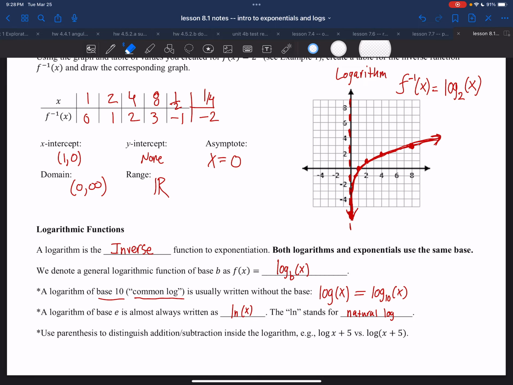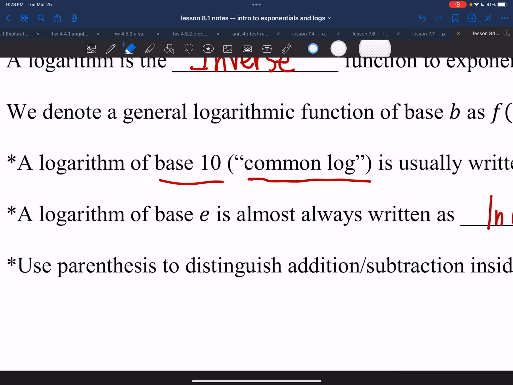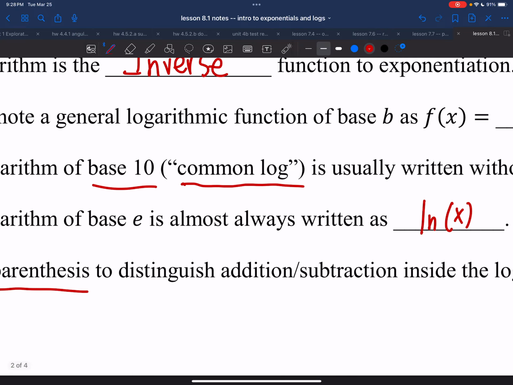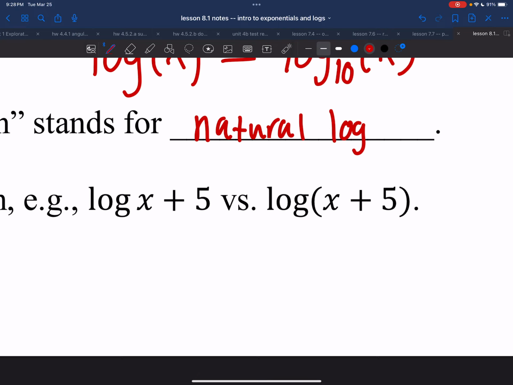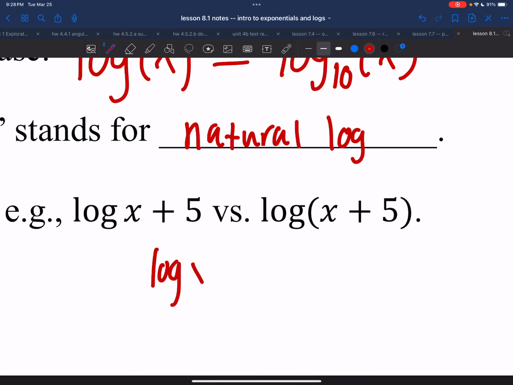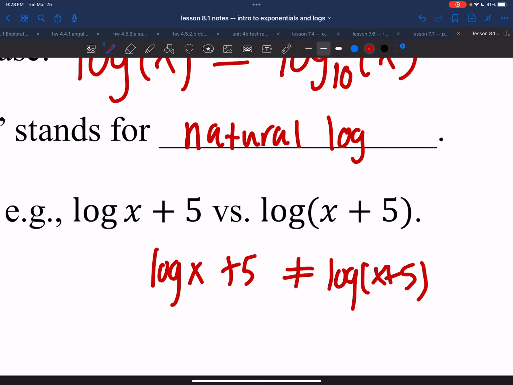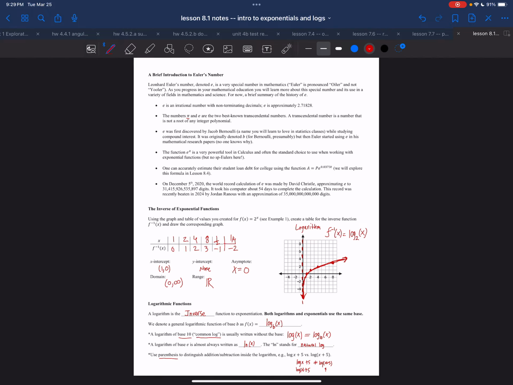All right. And then the last thing here, this is just a tiny notation thing. You use parentheses to distinguish addition and subtraction. So looking at this example, log of x plus 5 is not the same as log of (x plus 5). Okay, those are two different things. Log x plus 5 is like saying log of x and then add 5. So x goes into the log function and then 5 happens after, whereas here x plus 5 is the argument, or input, into the logarithm. Okay, just so you know.